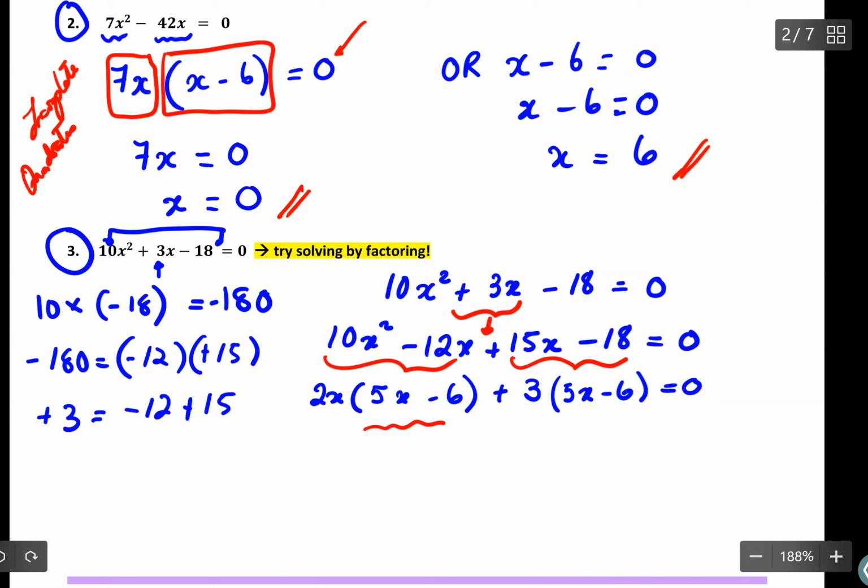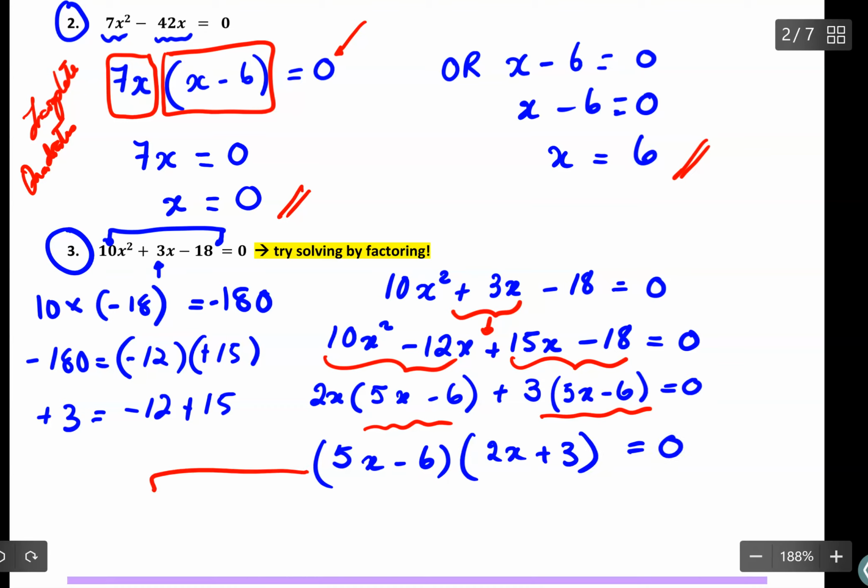Now I can see that I have the same binomial as a common factor. So I can pull out the common factor 5x minus 6. Inside the bracket, I am left with 2x plus 3, so equal to 0. From here, you can pull out that 5x minus 6 equal to 0. So x is equal to 6 over 5.